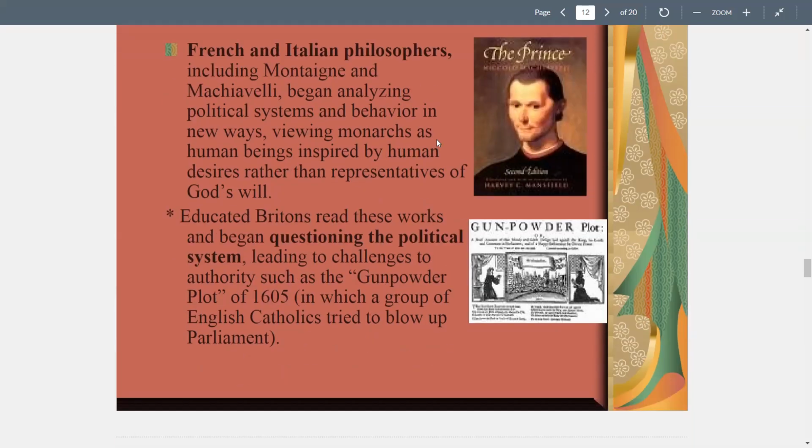Also, because of the printing press and greater education starting, more people were able to read these works because of mass production, and it led them to question the political system, which also led to other challenges to authority.